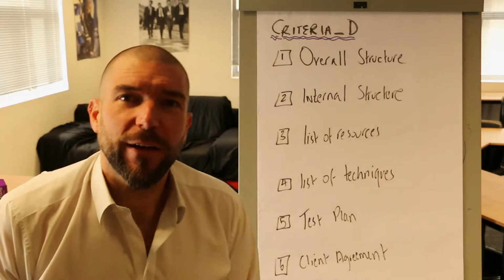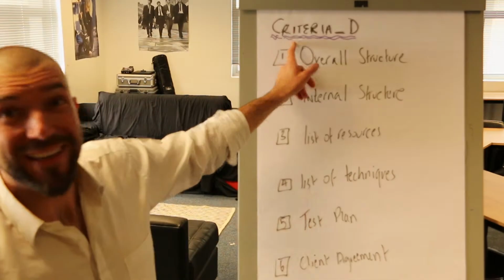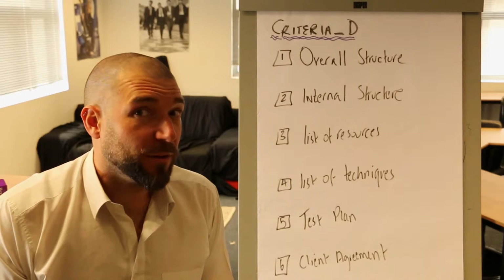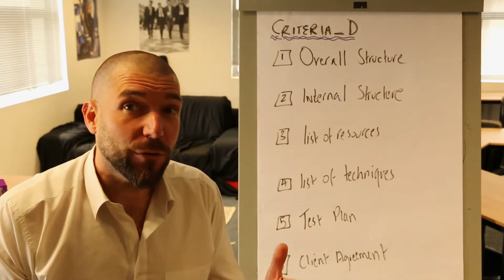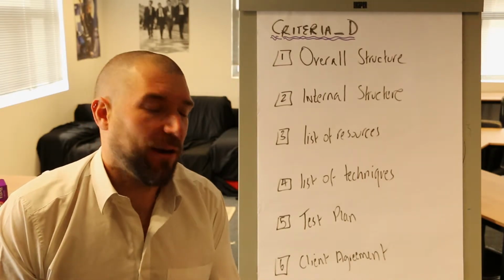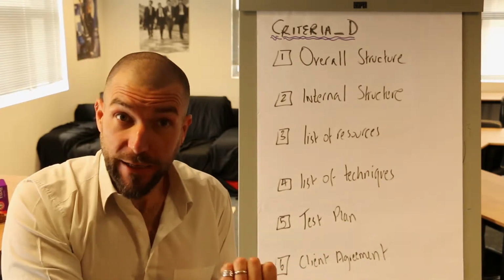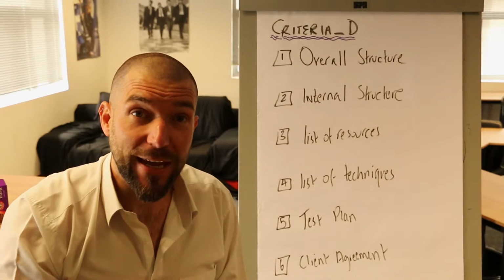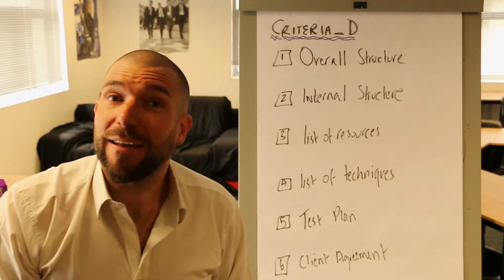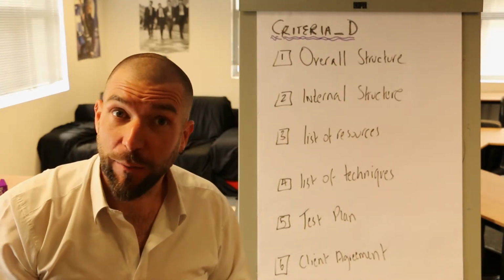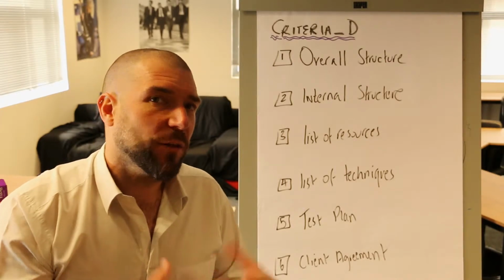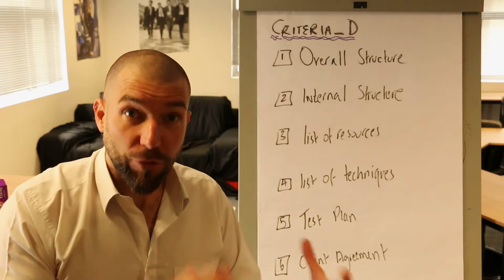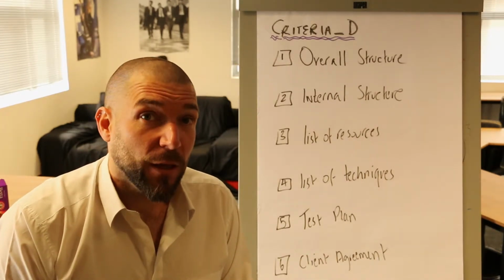So this little video is about criteria D, which is our planning criteria. The whole idea of this is that before you come to this point, you should obviously have an idea of a problem that you're going to solve for a client. That's in criteria A. You should have analysed that situation. That's criteria B. So you've come up with the specifications of what your solution, your product, is going to be.